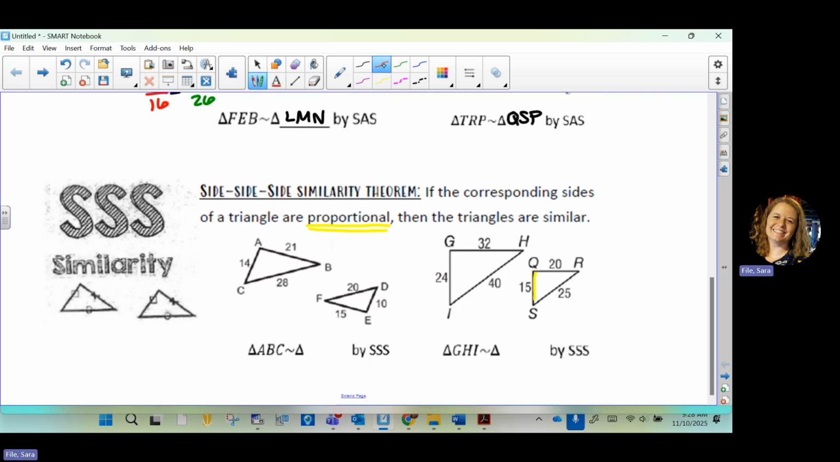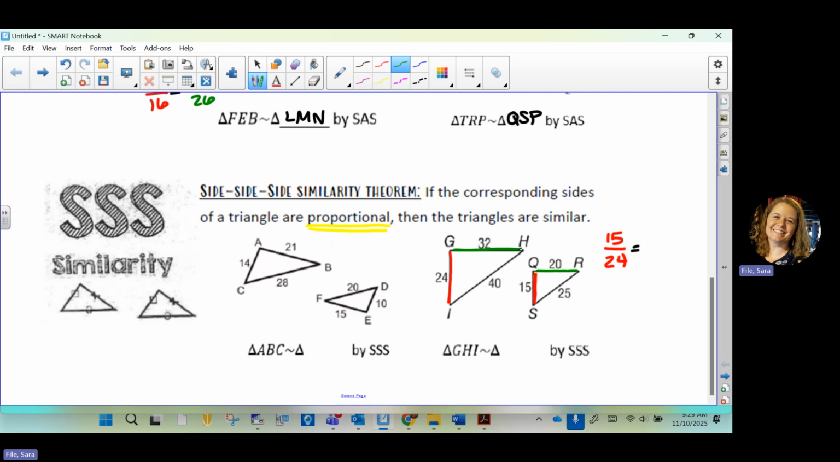Oh, I want to do a different color. 15 is the shortest of that triangle. What's the shortest of the other triangle? 24. Okay, so those would have to correspond. So I can check 15 to 24, or you could have done 24 to 15. Doesn't matter which order. 20 is the middle length, so it would correspond to 32 because that's the middle length.